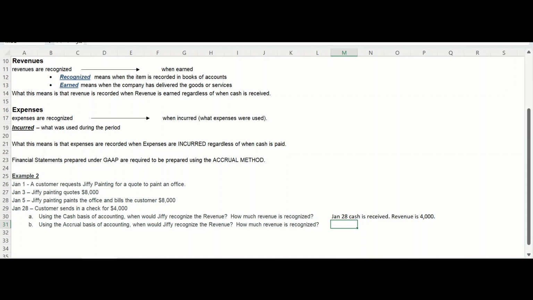And letter B, under the accrual basis of accounting, when would Jiffy recognize the revenue and how much revenue would be recognized? So under the accrual basis, we know that revenue is recognized when earned. So that means when Jiffy delivered or provided their services. When did Jiffy actually paint the office? January 5, office is painted. And how much would Jiffy recognize as revenue? $8,000 because that's what they bill for their services.